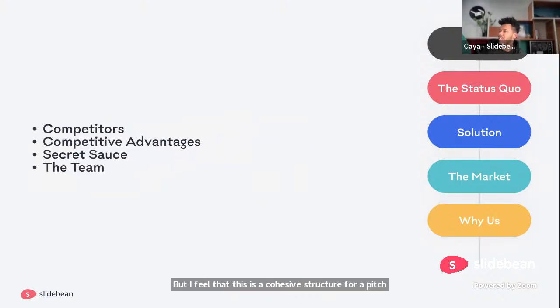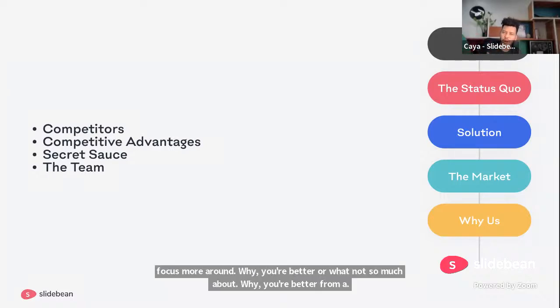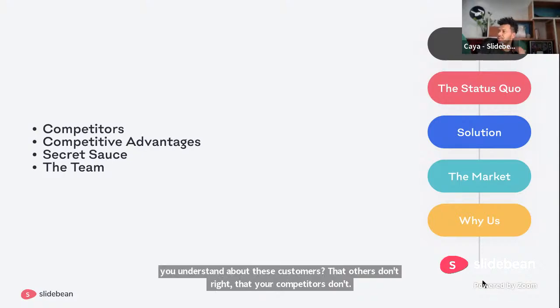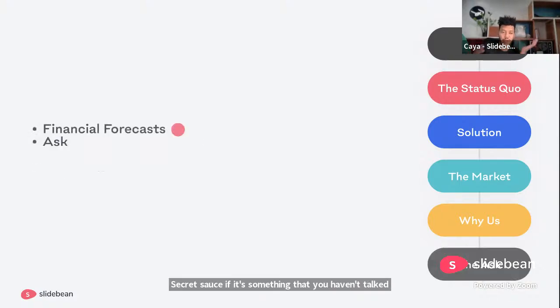But I feel that this is a cohesive structure for a pitch deck, and that's why I give it to you guys. So slides here in the why section: competitors, competitive advantages, which should focus not so much on why you're better from a feature list perspective, but more on what you understand about these customers that your competitors don't, right? Secret sauce, if it's something that you haven't talked about, and the team slide. Which, by the way, doesn't have to be only the founders. It should be the team, or the core team that's proving that you can achieve all of these things that you've been talking about.